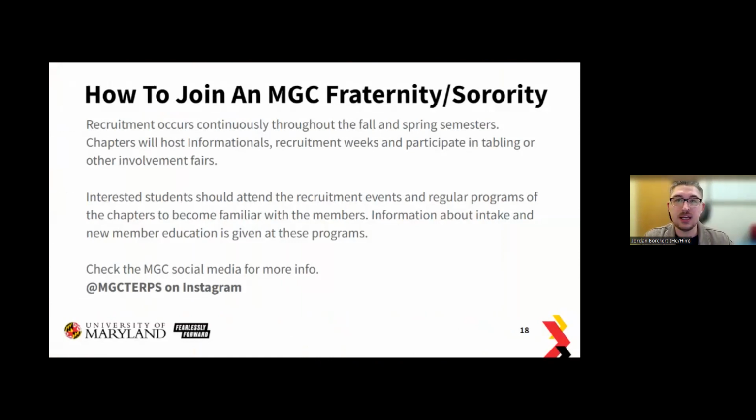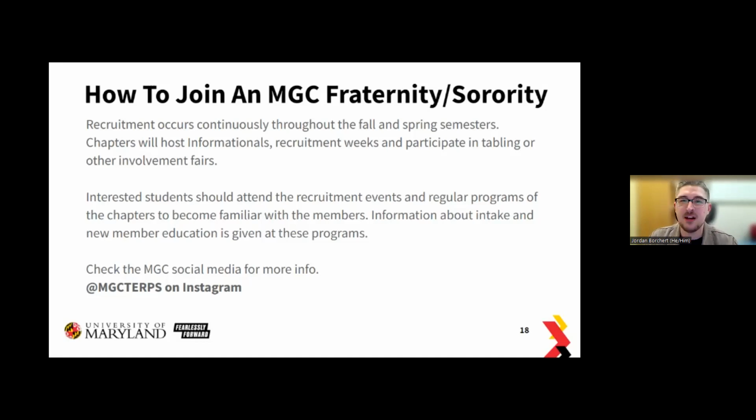So we have Latinx organizations, we have APIDA, right? Asian Pacific Islander, Desi American. We have multicultural, which view themselves as not just one culture, one identity. And as Hamed also mentioned, we have a Muslim sorority too. Recruitment occurs continuously through the fall and the spring semester. Chapters will host informationals, recruitment weeks, and participate in tabling and other involvement fairs. There's actually one coming in the spring called Second Look Fair. Funny enough, in the fall, there's the First Look Fair.